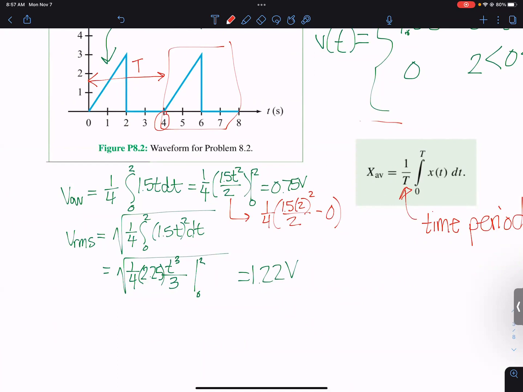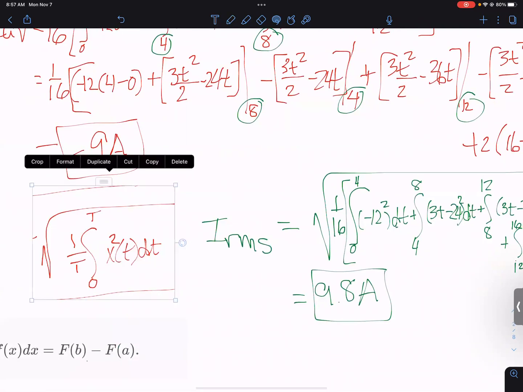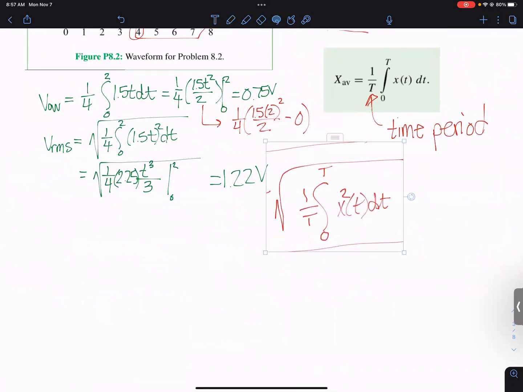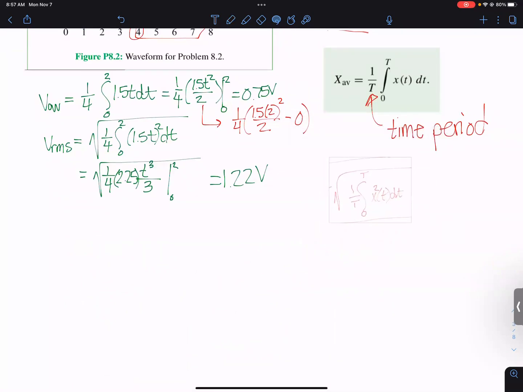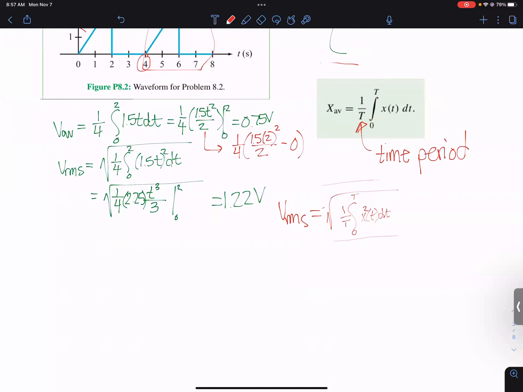For the RMS portion, again, you have to know the equation. So on this equation, it's going to be the square root of 1/4 and then integrate from 0 to 2 the 1.5t squared. Integrating that becomes t cubed over 3, and then 1.5 squared is 2.25.